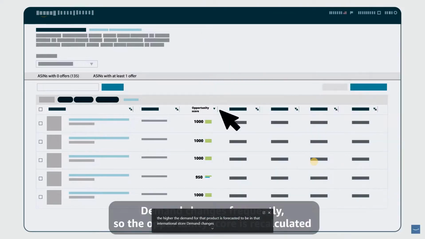Demand changes frequently, so the opportunity score is recalculated every 2 weeks to make sure you have the most up-to-date information.